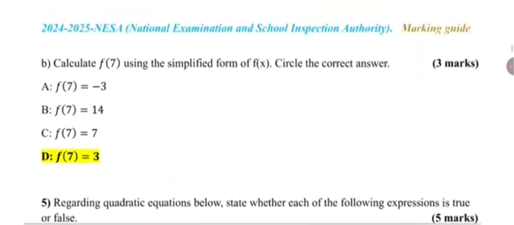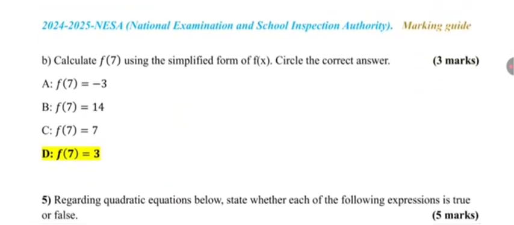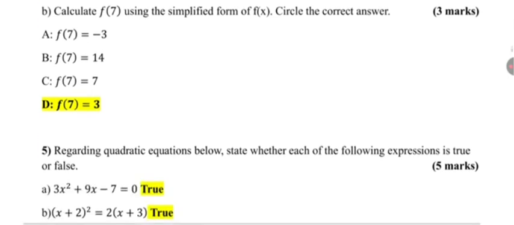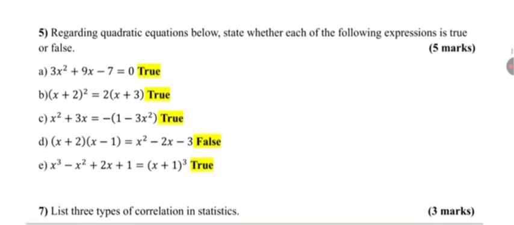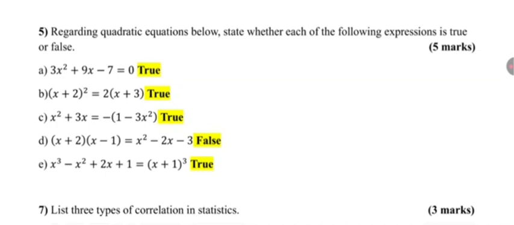And then here there is B. We have f of 7, using the simplified form of f of x. The answer will be 3, so the answer is D. Here, regarding the quadratic equation below, state whether each of the following expressions is true or false. As you see, you have to prove whether these statements are true or false.